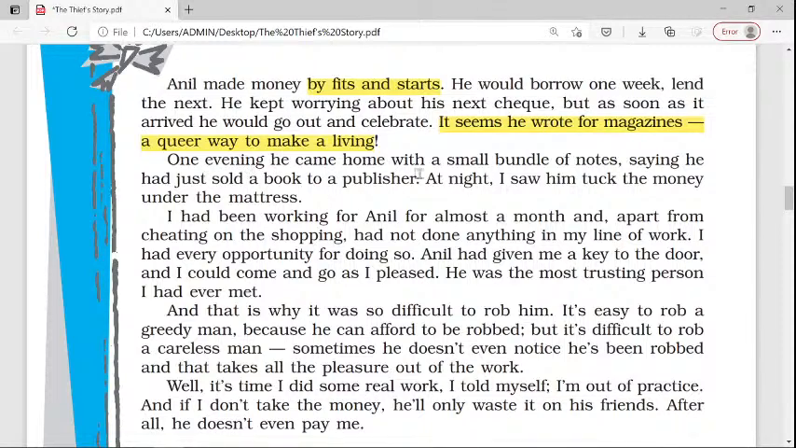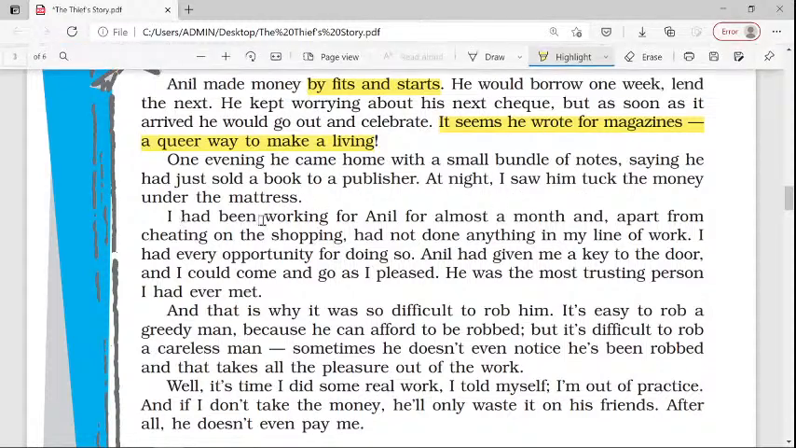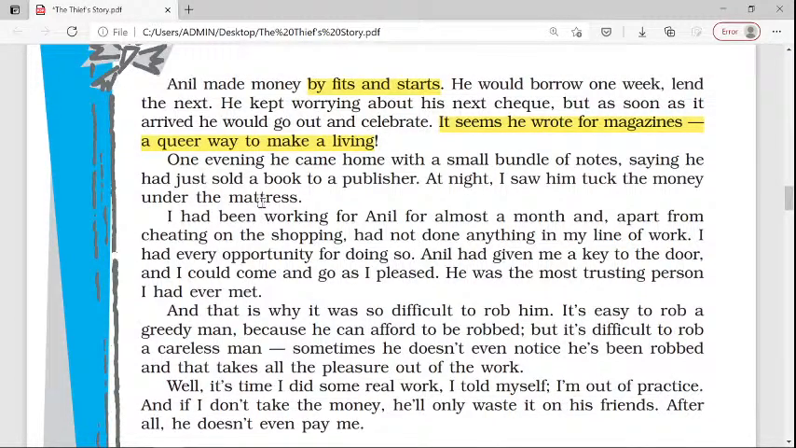One evening, he came home with a small bundle of notes saying he had just sold a book to a publisher. At night, I saw him tuck the money under the mattress. Right. So Hari Singh is the narrator of the story, as I told you. So he is narrating to us the incidents and what normally happened with Anil. So let's know something more about Anil.